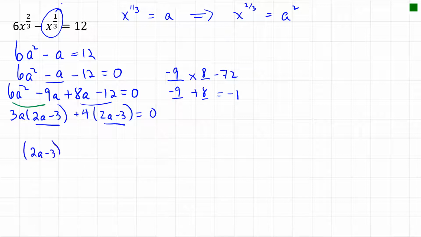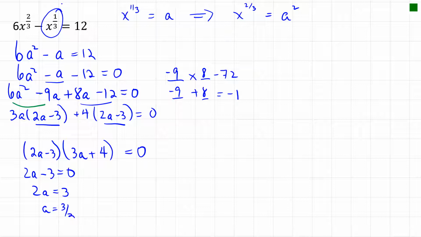So 2a minus 3 pulled out of the first term leaves me with 3a. Pulling out of the second term leaves me with 4 equals 0. So solving each of these brackets separately, I have 2a equals 3 and a equals 3 over 2. And on the second bracket, I'm going to have 3a equals negative 4. So a equals negative 4/3.